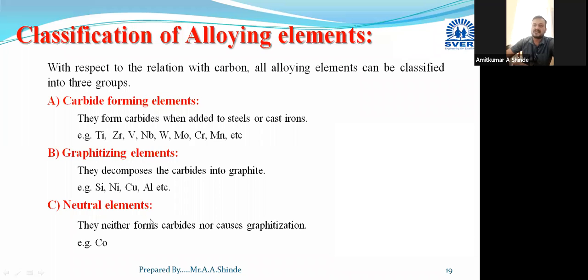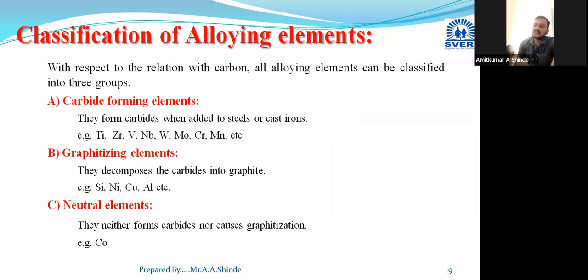Then the third type, with respect to its relationship with carbon, is the neutral element. What are neutral elements? Whenever these elements are added to the steel, they neither form carbides nor cause graphitization. This means they are not going to form any carbide, or break any carbide to get carbon in the form of graphite.